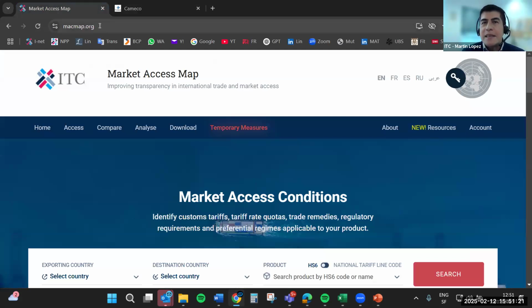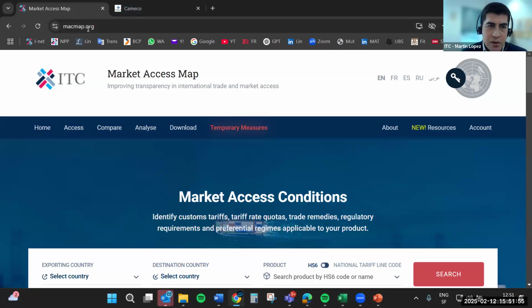macmap.org. This is a repository of market access requirements. With the help of MacMap, you can learn what the tariffs that you have to face in a given country would be. And this can also tell you if there would be a tariff preference in the framework of a given trade agreement between Oman and almost any country in the world. Shall we make an example?